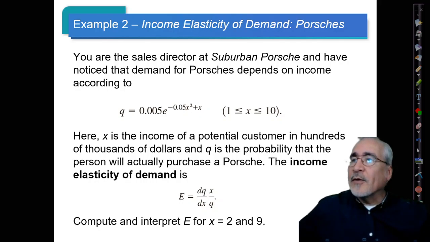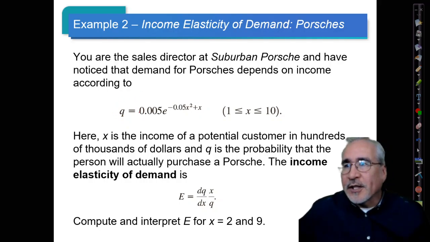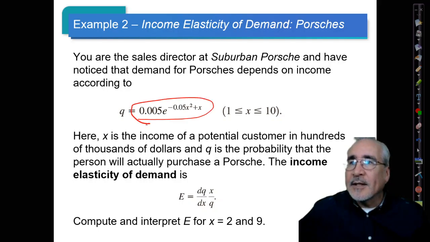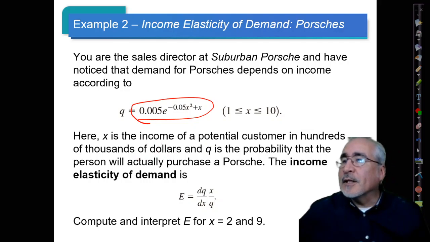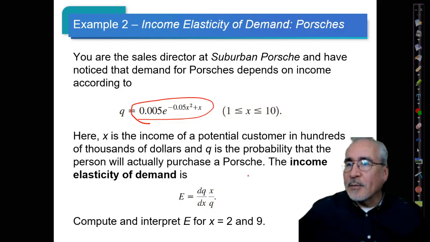So we've got this formula here that depends upon income. And we're given sort of the demand for so many Porsches depends upon this income function, which is good between 1 to 10. So x is the income of a potential customer in hundreds of thousands of dollars. Wow, that'd be good. And Q is the probability that the person will actually purchase a Porsche.